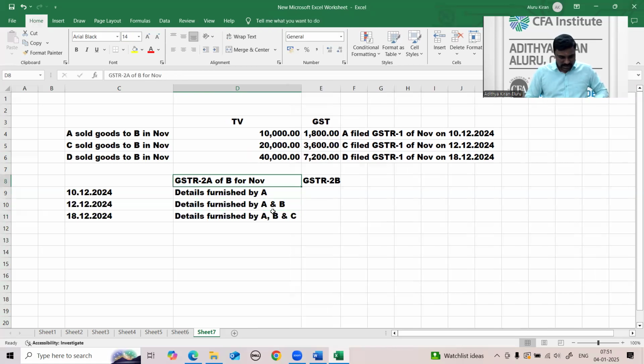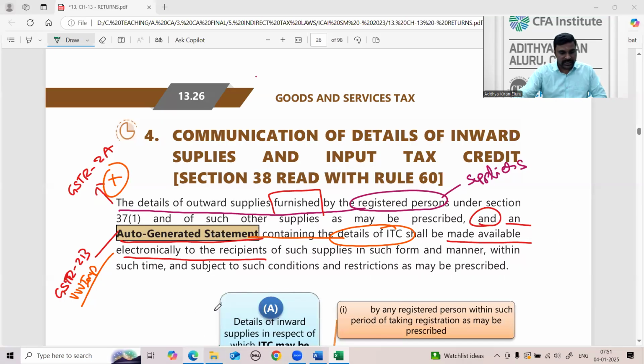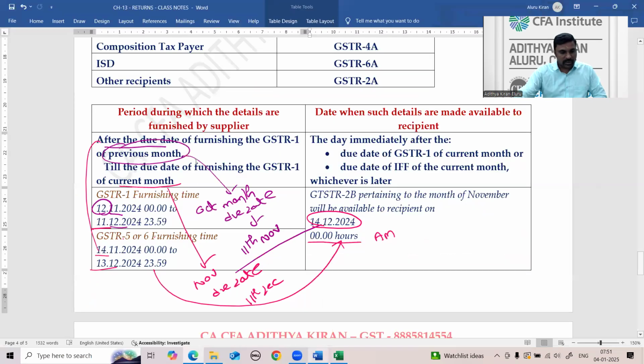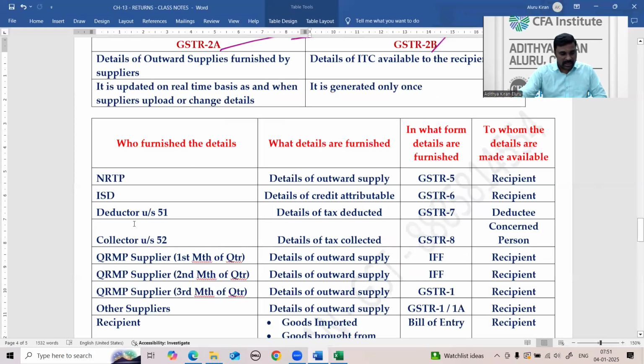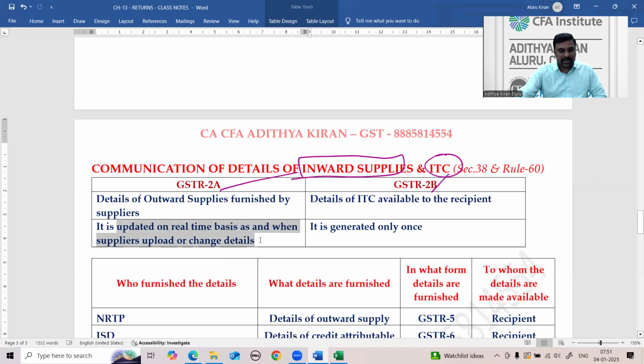Okay, this is what is called as updated on real-time basis. As discussed here, GSTR 2A will be updated on real-time basis as and when suppliers upload or change details. Right. Next.